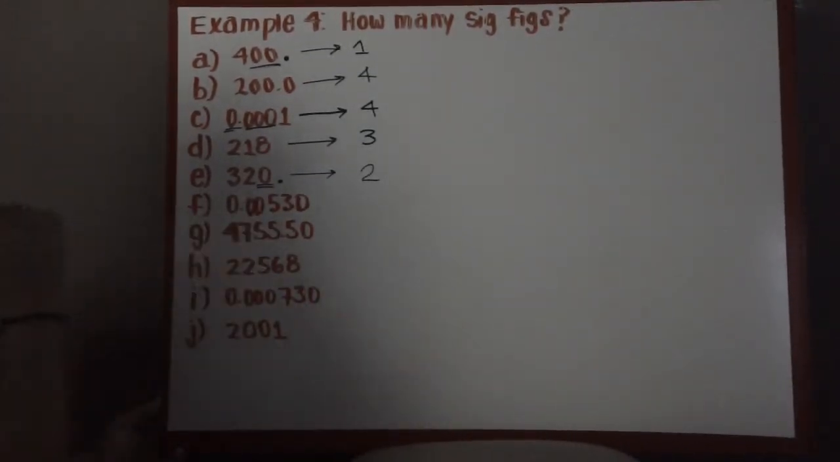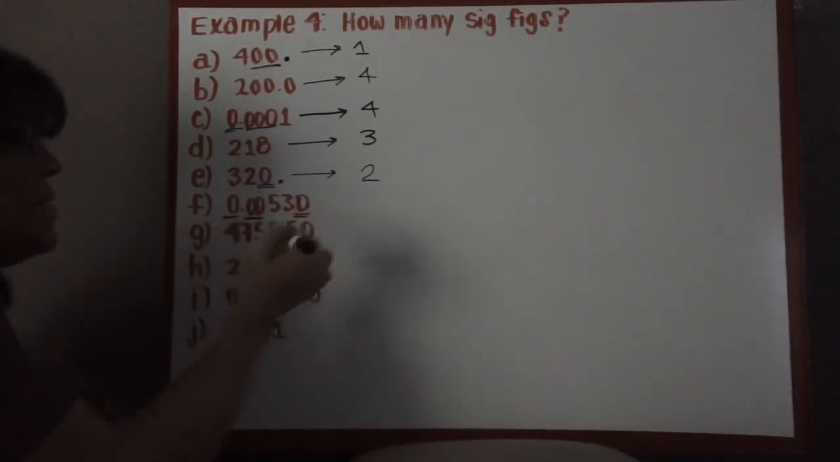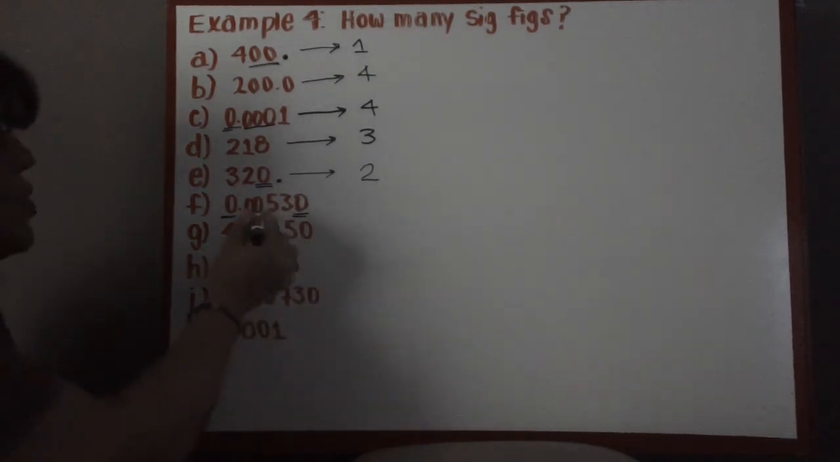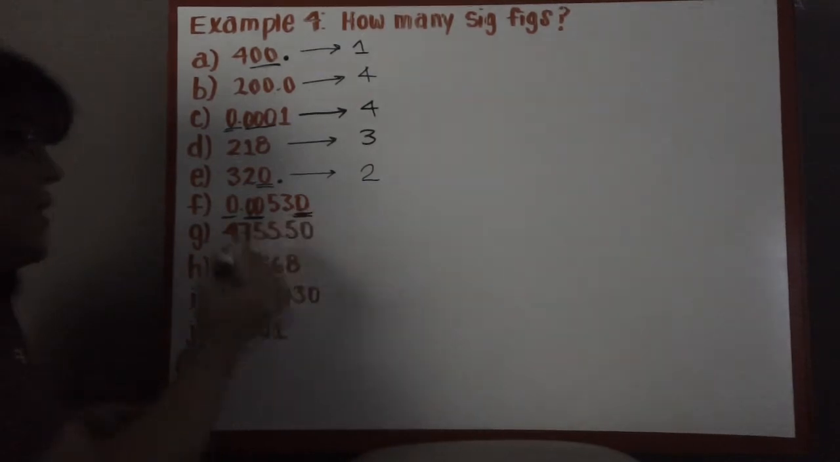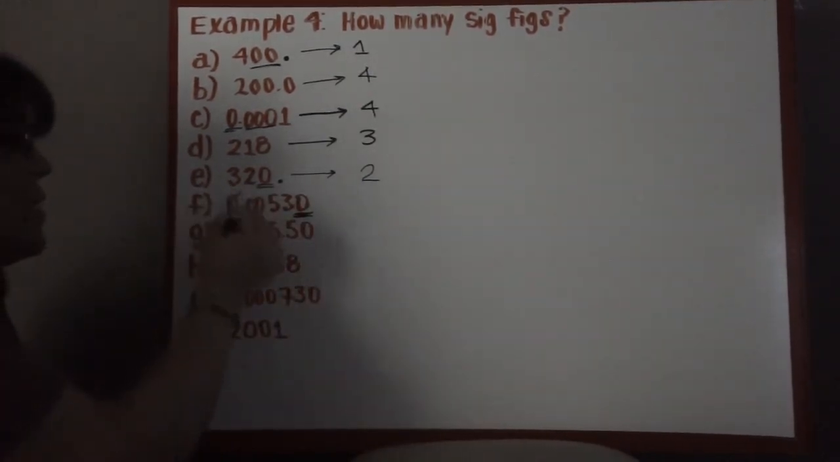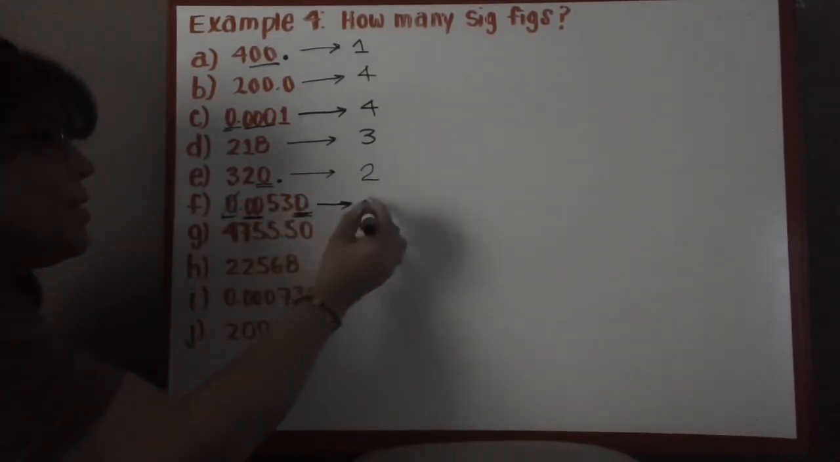Okay, now this one has a combination because we have this 0, we have these 2 zeros, and this 0. So we're combining all of the rules. So rule number 2 says the zeros at the end and to the right of the decimal are significant. Okay, so these 2 are significant, and this one is significant because it's to the right. This one is to the left and is not significant. So altogether we have 1, 2, 3, 4, 5 significant digits.